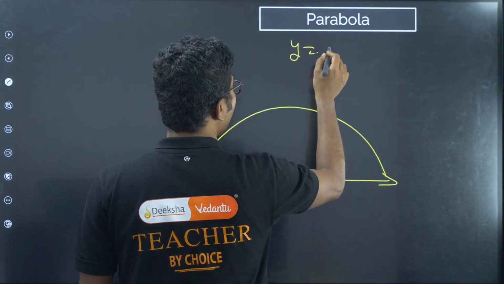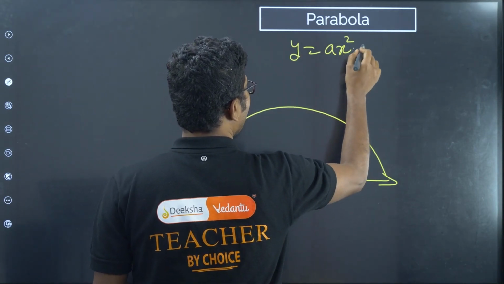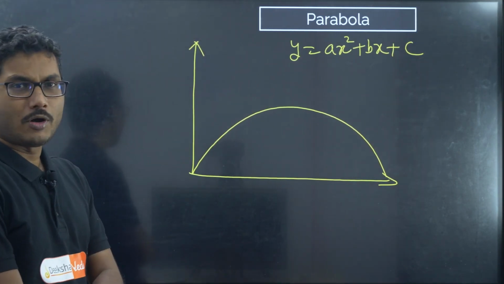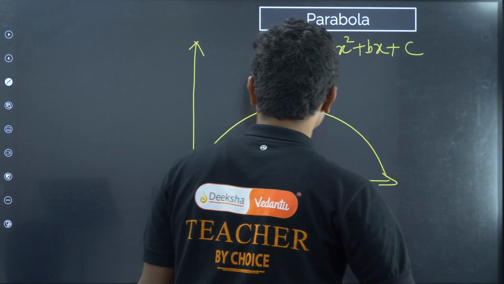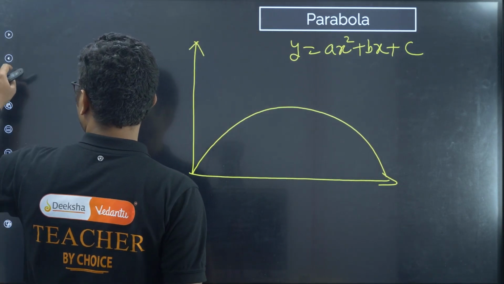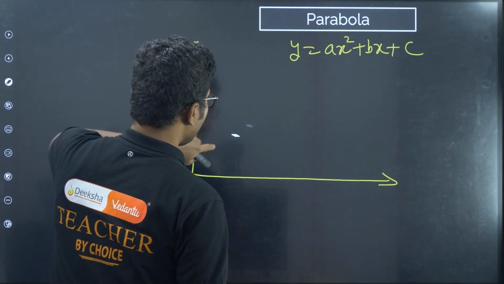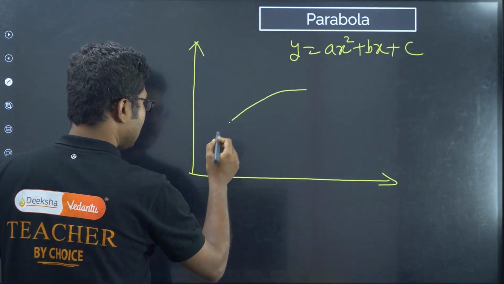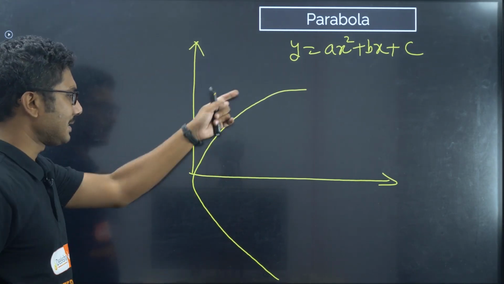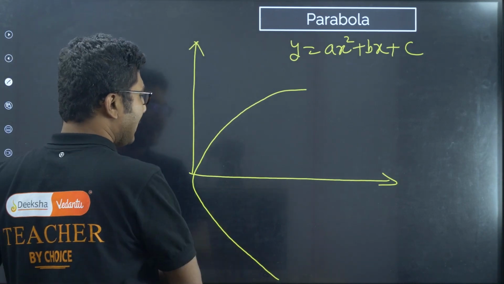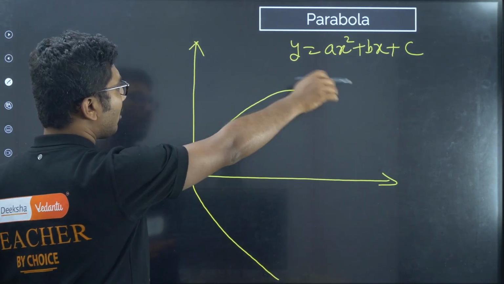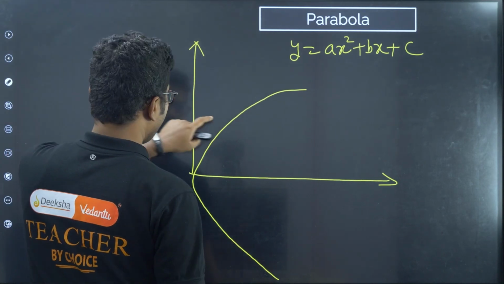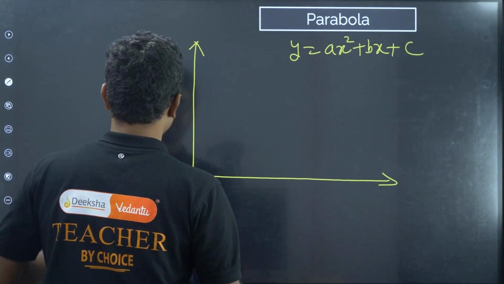y equals ax square plus bx plus c. This is one type of equation. There is another type of equation. Now in most of the books the parabola is drawn like this, with plus and minus. But in physics, the negative part we do not consider. Most of the cases we will only draw the positive part. Or there is another way of representing a parabola, that is this.